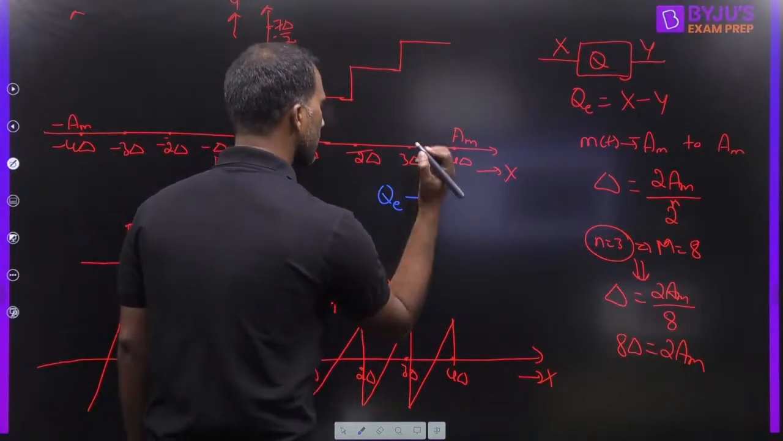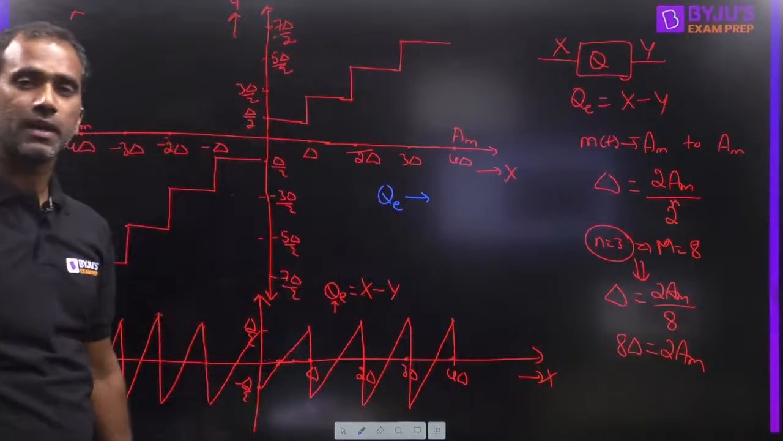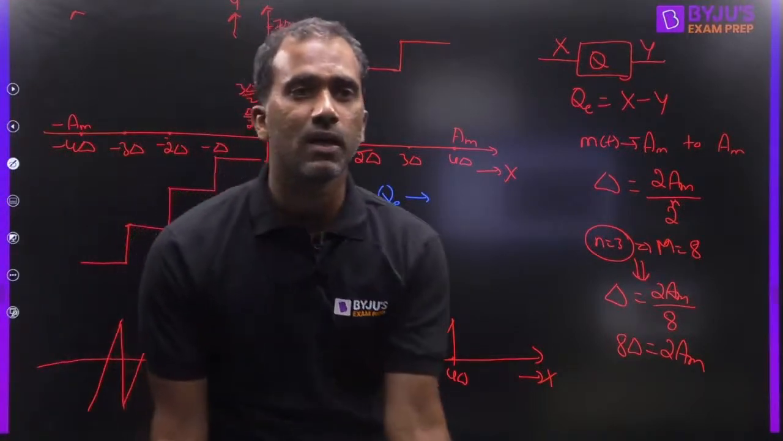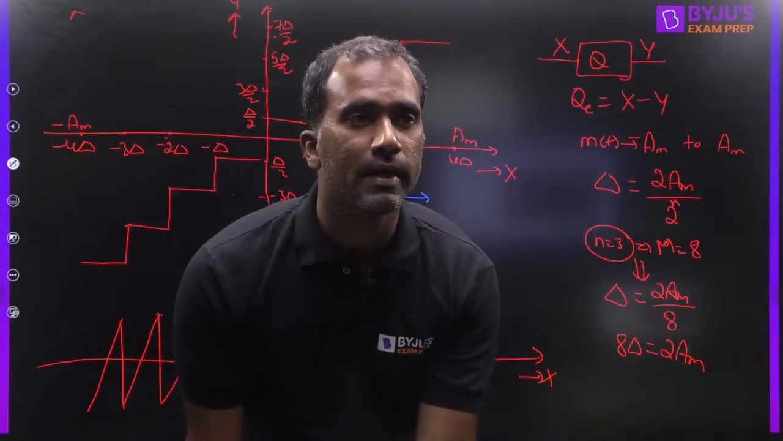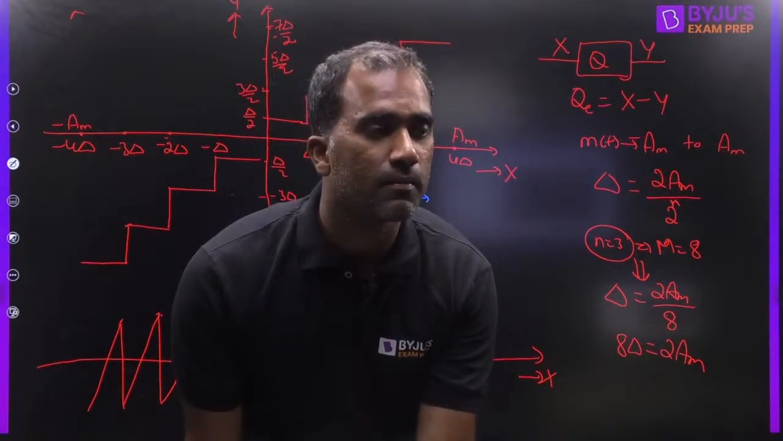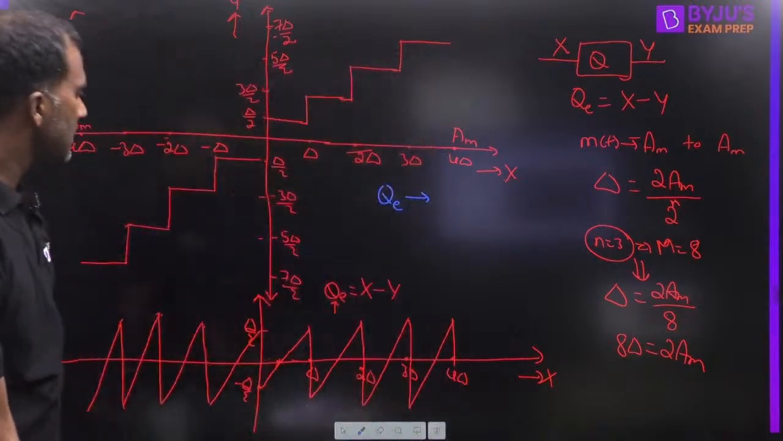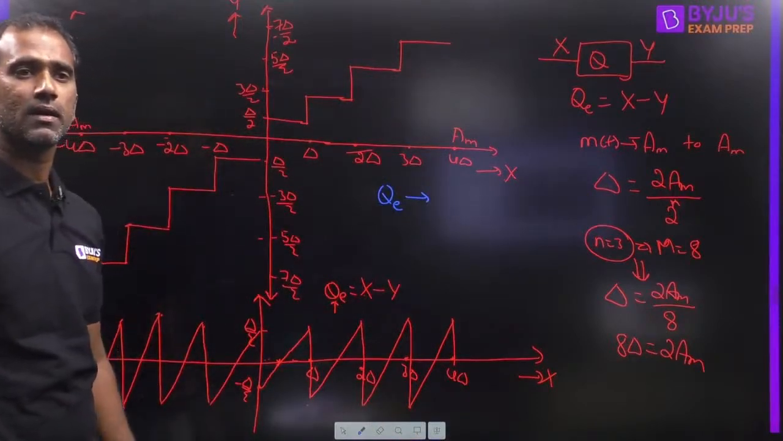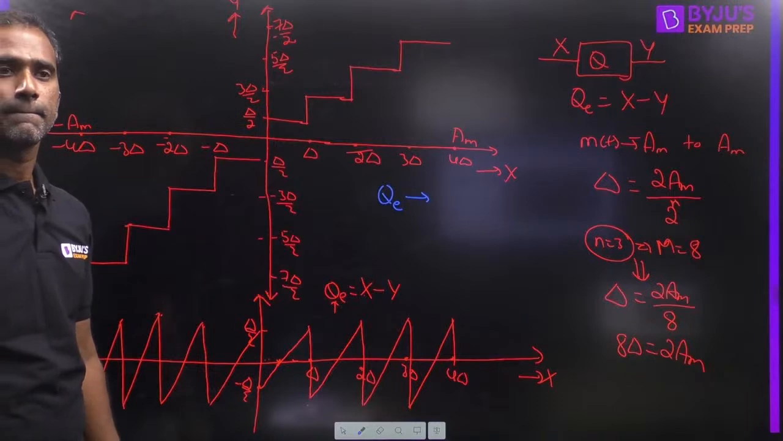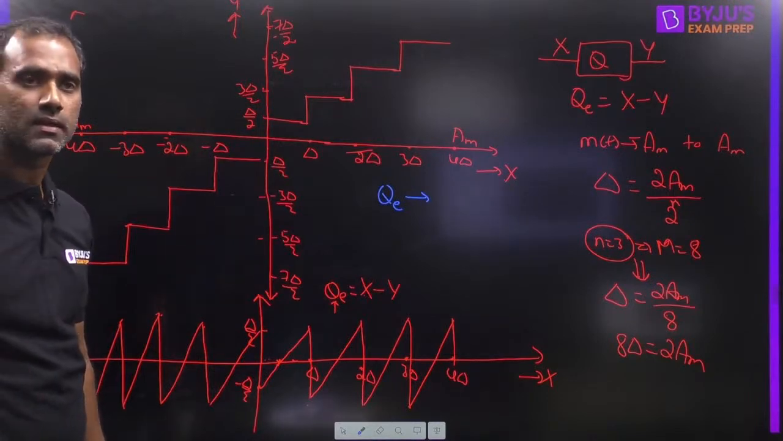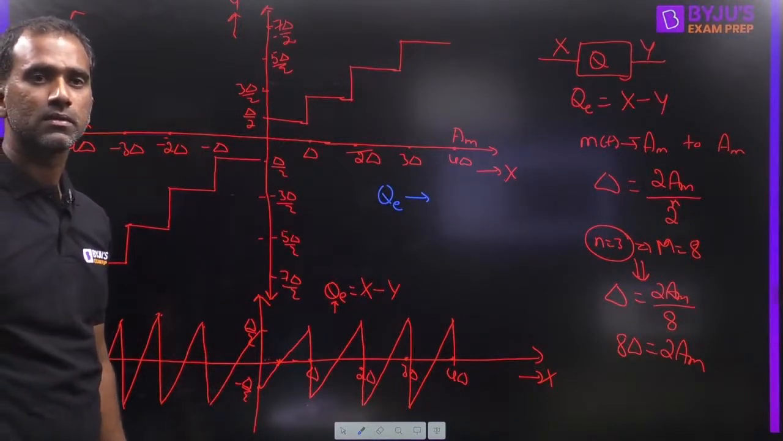So finally, the point I wanted to convey here is about quantization error. What are the values taken by quantization error? Can anyone tell me what values are taken by quantization error? Is the board visible or not? I hope you can see that it is clearly visible.